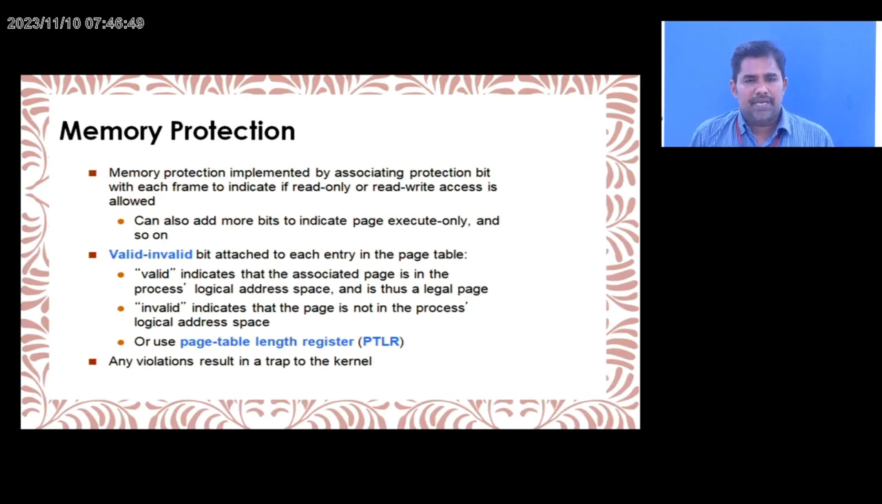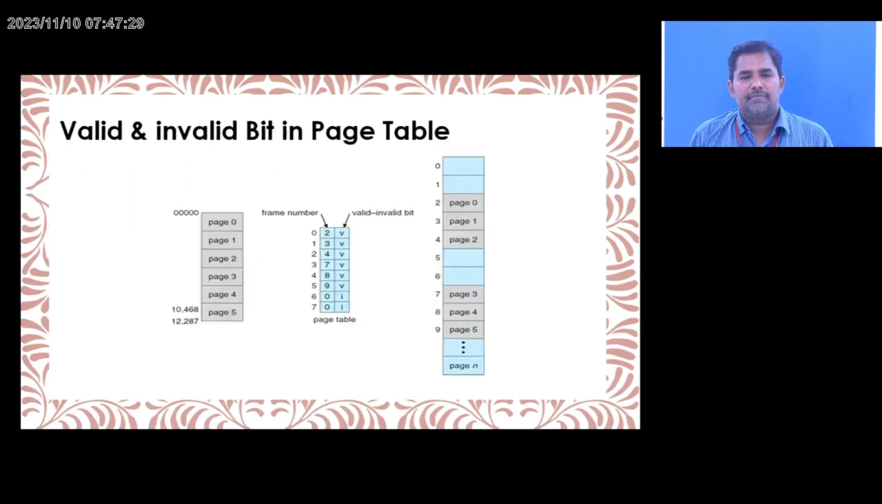Here we use memory protection. Once we map pages to frames, we need to know whether the bits are valid or invalid. A valid-invalid bit is attached to each entry in the page table. Valid indicates that the associated page is in the process's logical address space, and invalid indicates that the page is not in the process's logical address space. We use the page table length register, PTLR, for that. Any violation results in a trap to the kernel. So likewise we protect memory by setting the valid or invalid bit.